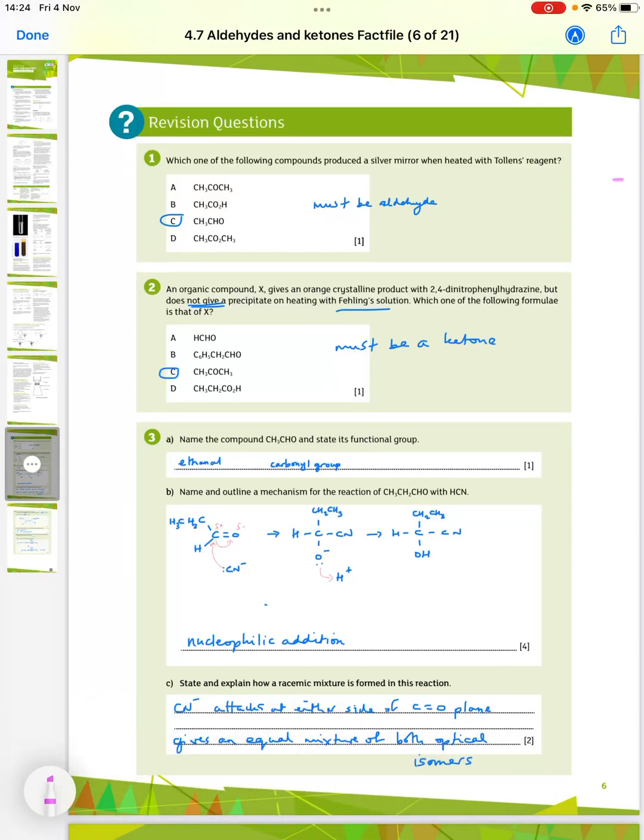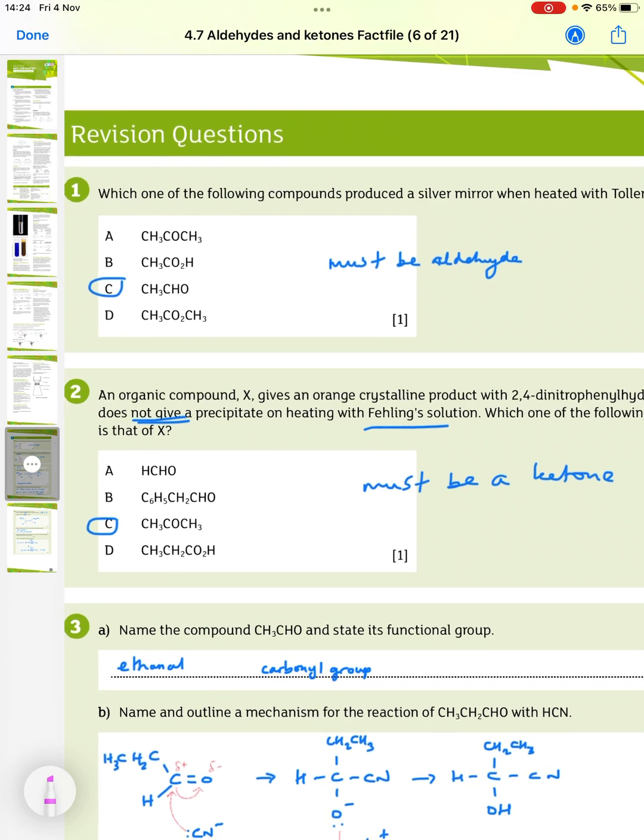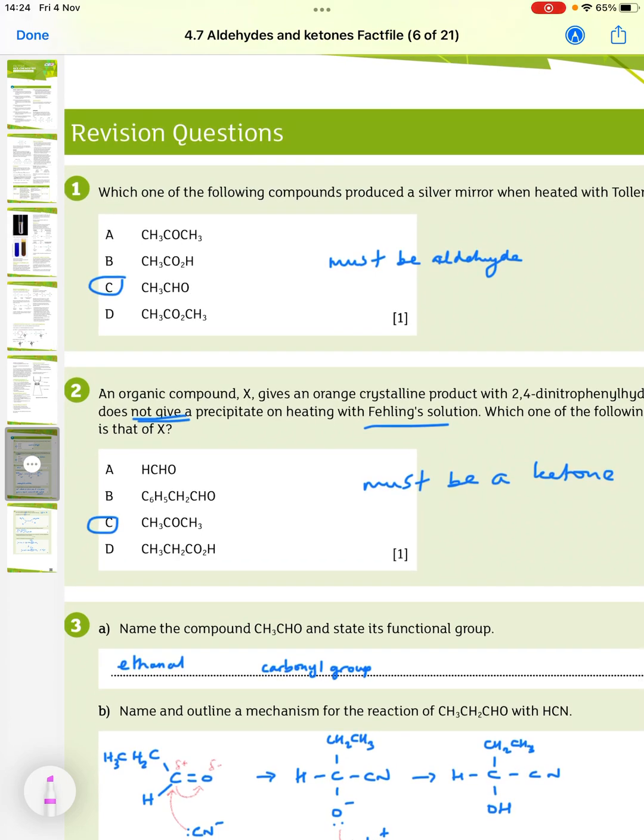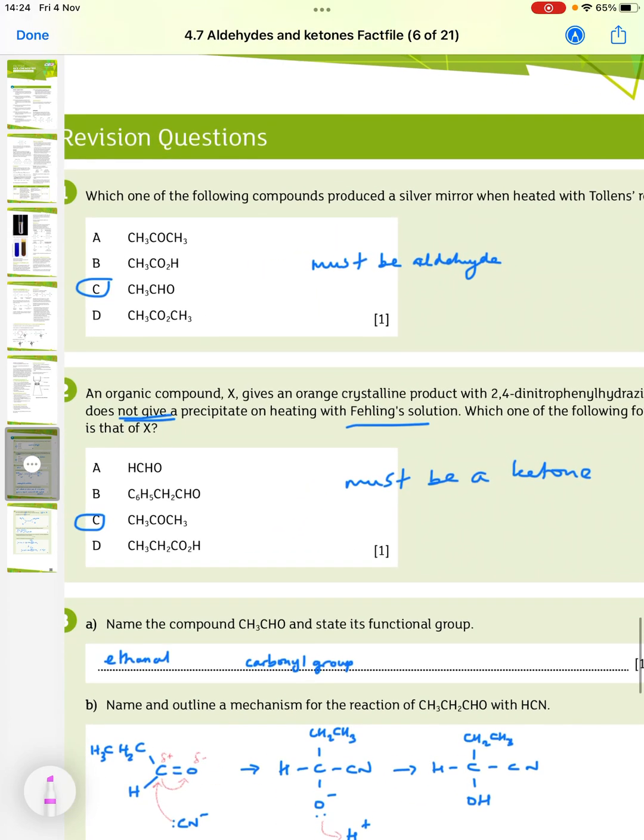Okay, these are the answers for the CCEA Fact File for A-Level Chemistry, Unit 4.7 Aldehydes and Ketones. So question 1. Which one of the following compounds produced a silver mirror when heated with Tollens reagent? Well, if you're getting a silver mirror with Tollens, then it must be an aldehyde.